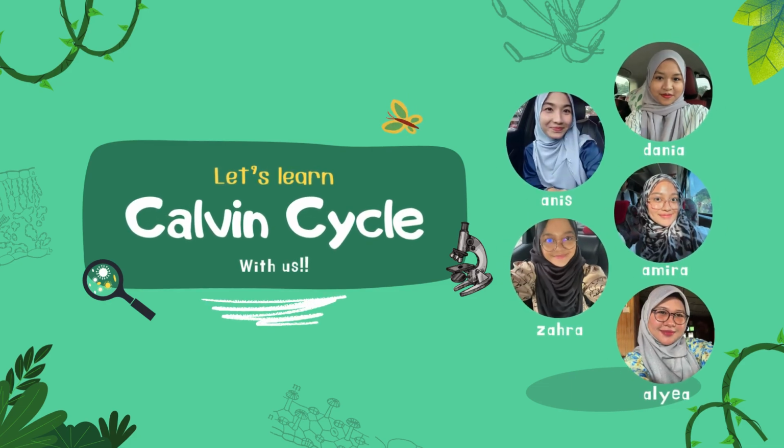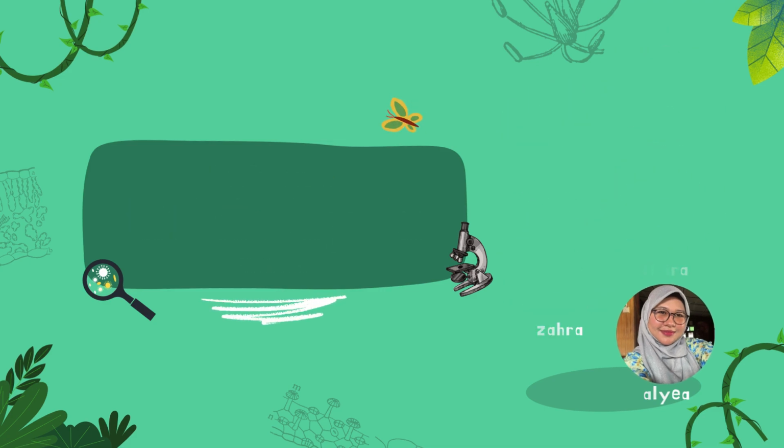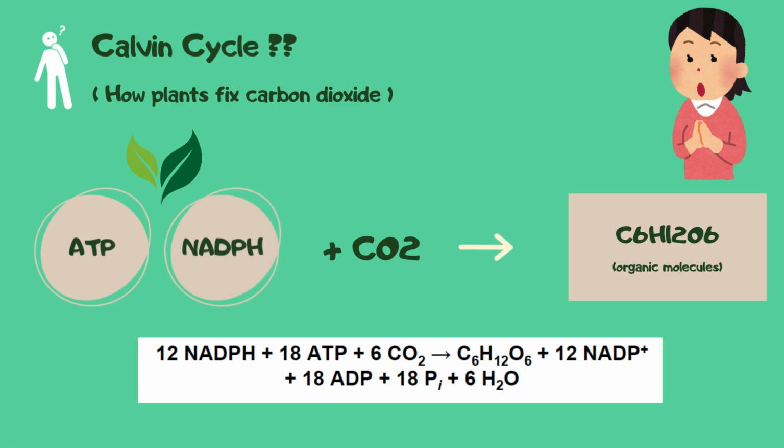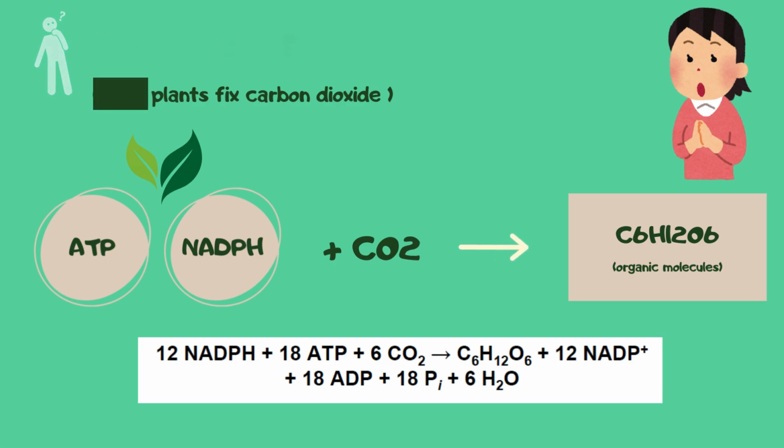Hi everyone, in this video we'll be explaining about the Calvin cycle. You guys might be wondering what really is the Calvin cycle. For your information, the Calvin cycle is about how plants fix carbon dioxide. In the previous topic, we have learned about how NADPH and ATP were produced. But in this topic, we're going to explain how carbon dioxide is converted into organic molecules, named as glucose. In short, the whole process can be seen in this chemical equation that we have shown in this video.